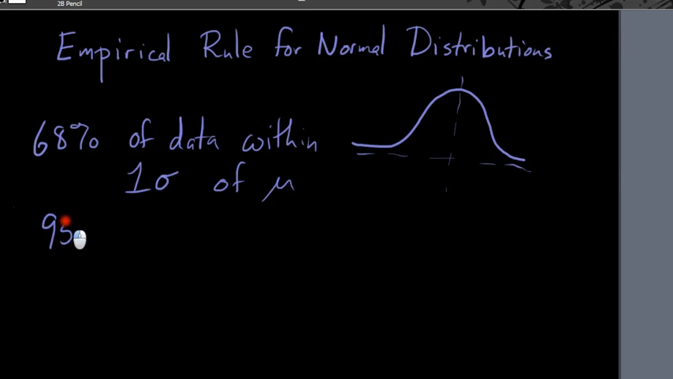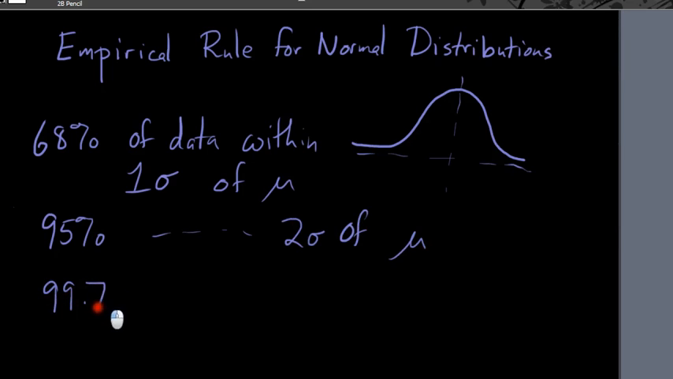If you go 2 standard deviations, you get 95% of the data, and for 3 standard deviations you get pretty much everything. So 99.7% of the data is within 3 standard deviations of the mean. So let me redraw the picture to kind of give you an idea what's going on.